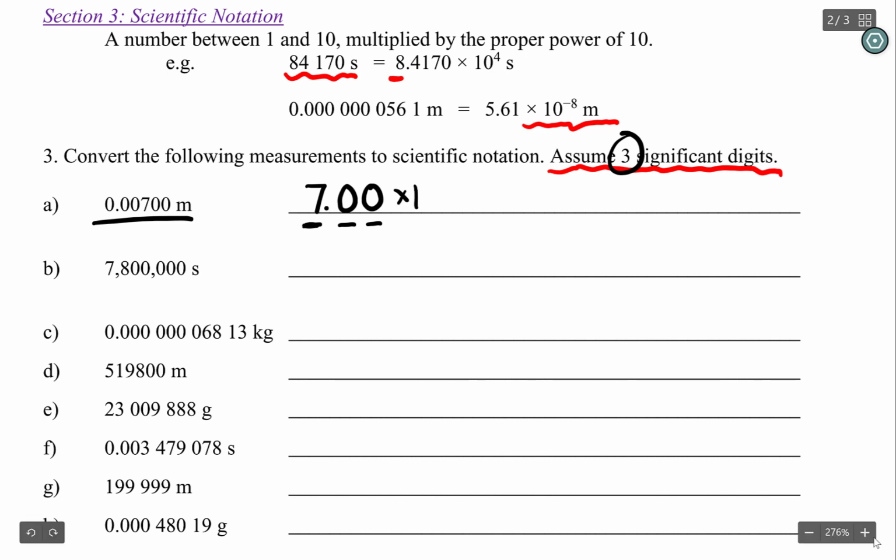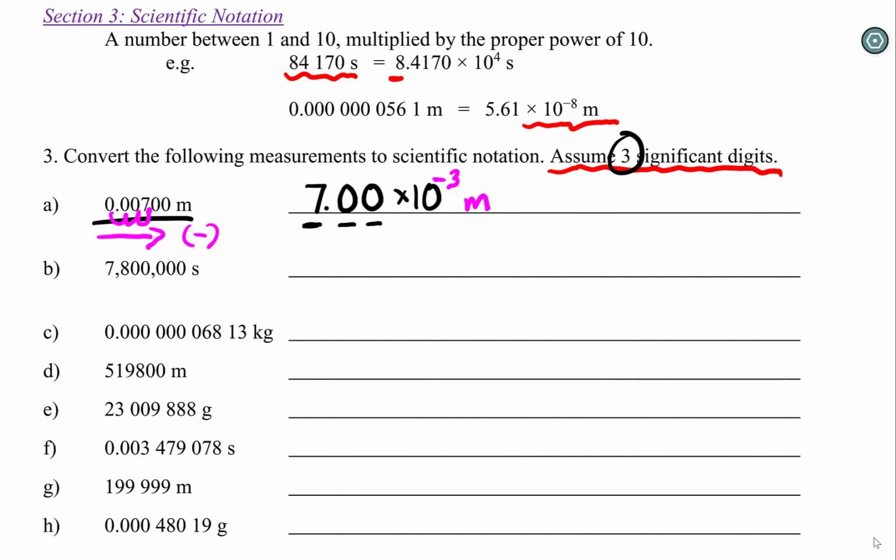Now I have to write this times 10 to the power of some value based on which way the decimal moves. Because the decimal has to move to the right 1, 2, 3 spots in order to make this 7, I have to make this times 10 to the power of 3. However, because we are moving to the right, this is the power of -3. To the right is a negative value in terms of unit adjustment. So this is 7 times 10 to the -3 meters.